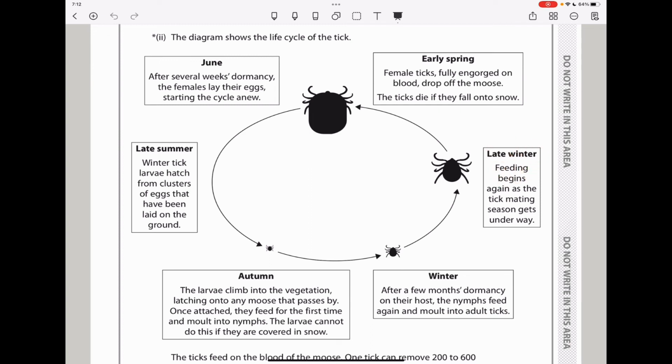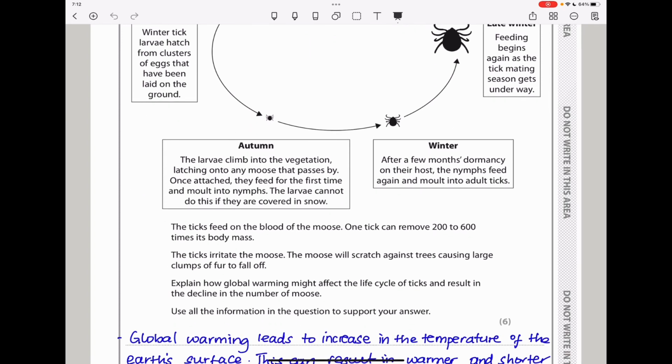This is like winter feeding, again as the tick mating season gets underway. And then finally, in the early spring, the female tick, fully engorged on blood, drops off the moth. The ticks die if they fall onto the snow. So this is the cycle we have seen. I'm going to go down here to see how we can answer some of the questions.